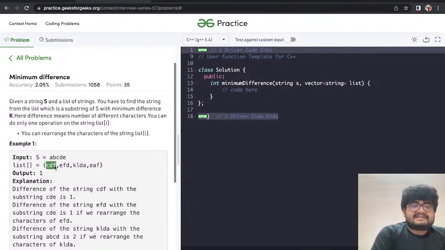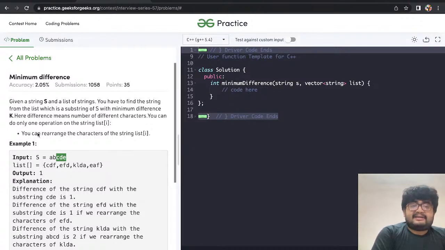First of all, we have to compare CDF with ABC. Then we compare CDF with BCD. Then we compare CDF with CDE. Like that, whichever gives the minimum difference in the number of characters that are mismatching, only that will be returned, right?